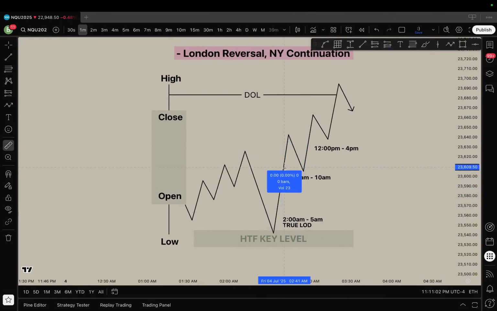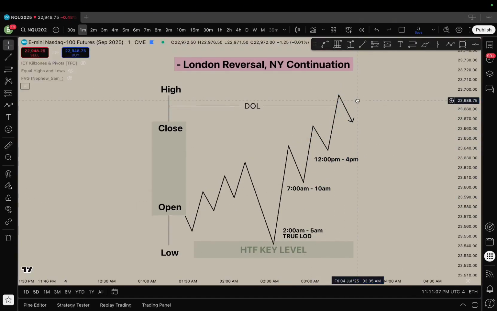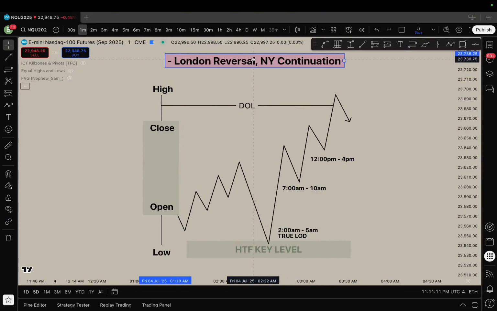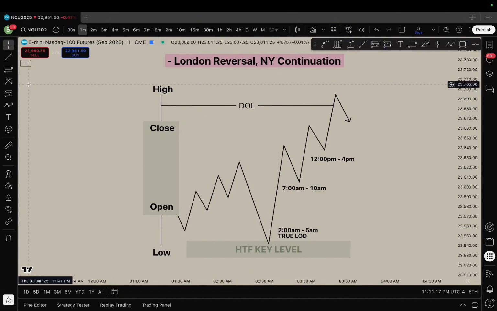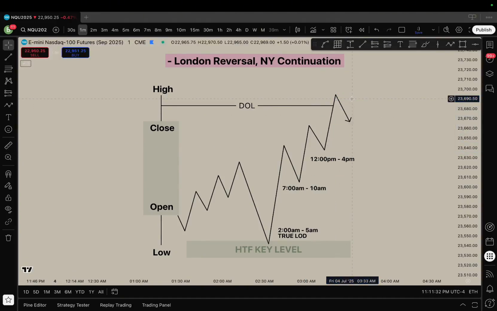and then we will have a continuation during London, and then New York will also do the continuation. But it's just more common for London session to have that reversal and the continuation be in New York. It's just more common, so that's why I put it there, okay? That being said, once we have an expansion out of that higher time frame key level, 7 o'clock to 10 o'clock usually has some sort of retracement, and then 12 p.m. to 4 p.m. we'll have the final delivery towards that draw on liquidity, okay?